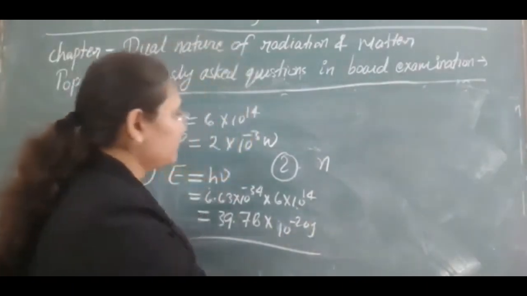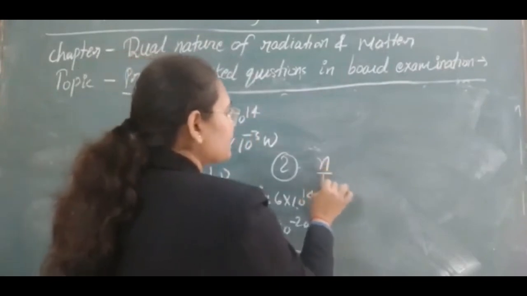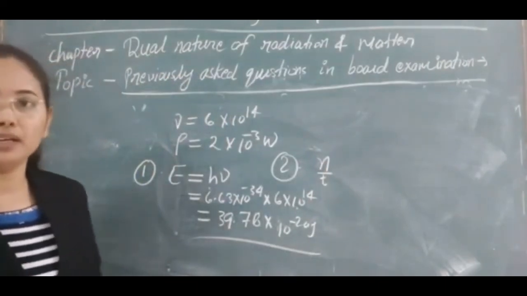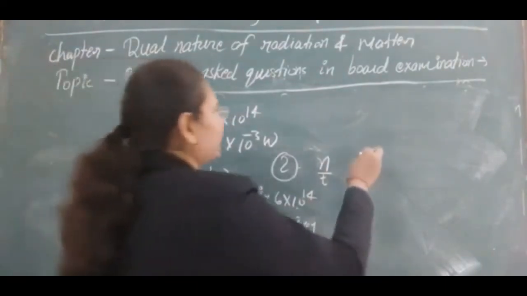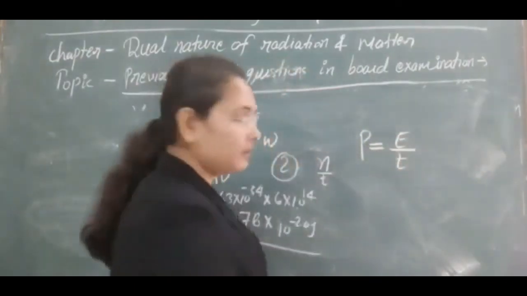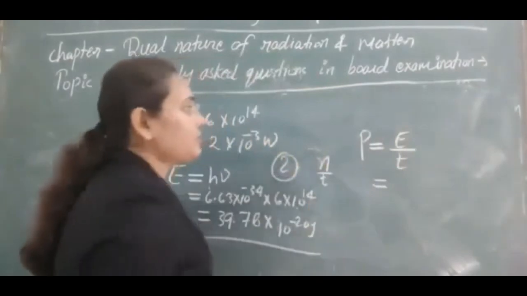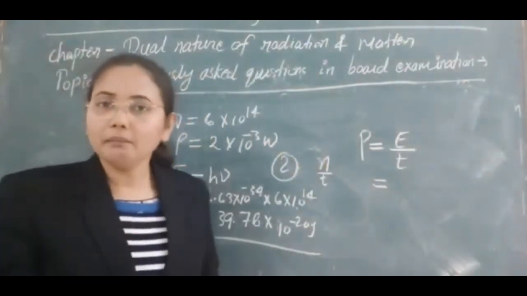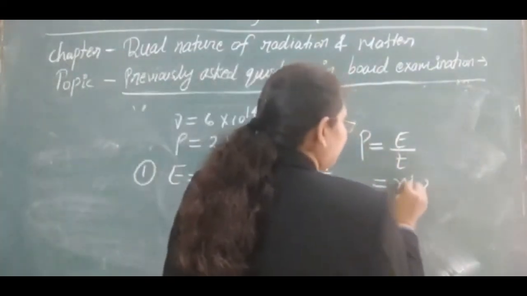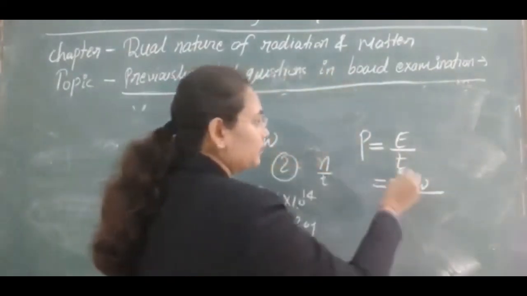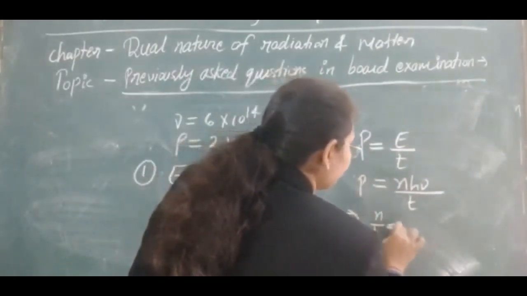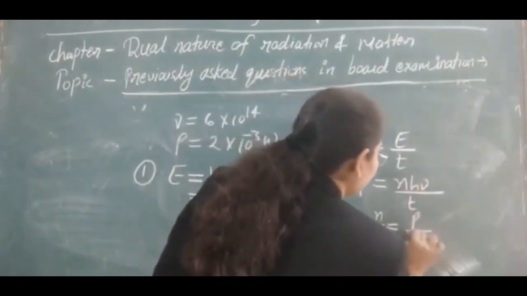Second, we have to calculate the number of photons per second. Average number of photons means number of photons emitted per second from the source. As you know, power is equal to energy per unit time. Suppose in the light beam we have n number of photons. If one photon has the energy h nu, then n photons have the energy n h nu. This is divided by t. So here we have to calculate n by t. This will be equal to P upon h nu.